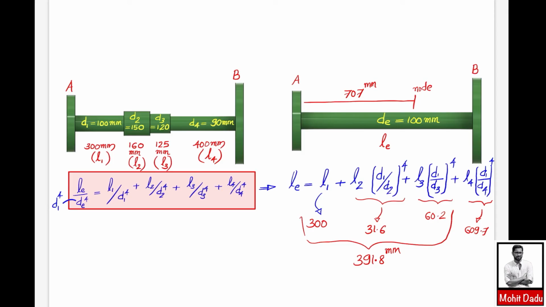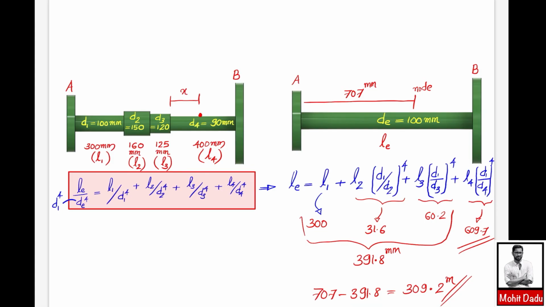That means we have still covered only these three portions, corresponding to the three stepped parts. There is still some length remaining, that is 707 minus 391.8, which is 309.2 mm. So 309.2 mm comes from this 609.7 mm, that is, from the last part. That means in the actual system the node will be somewhere here, and this distance you have to evaluate.